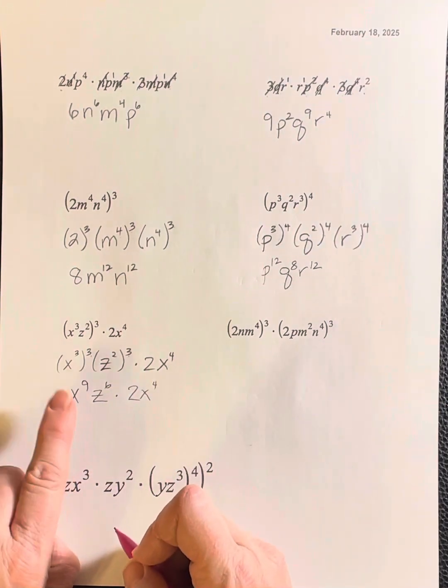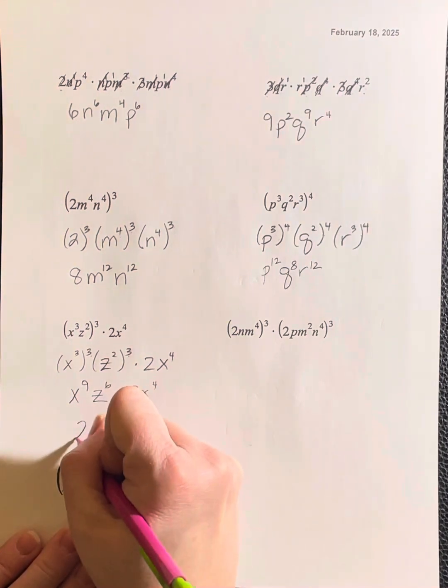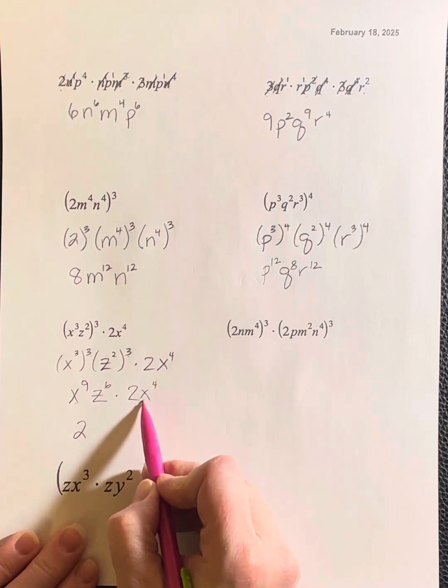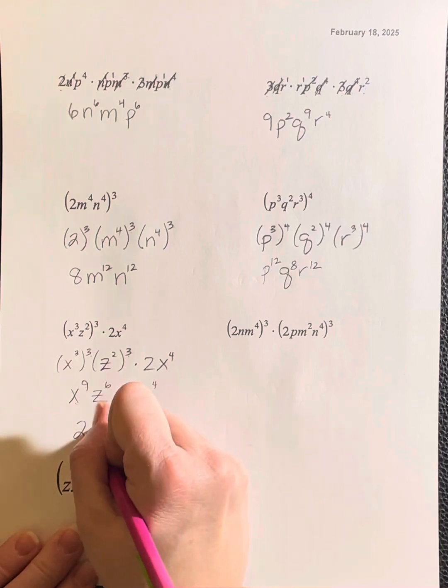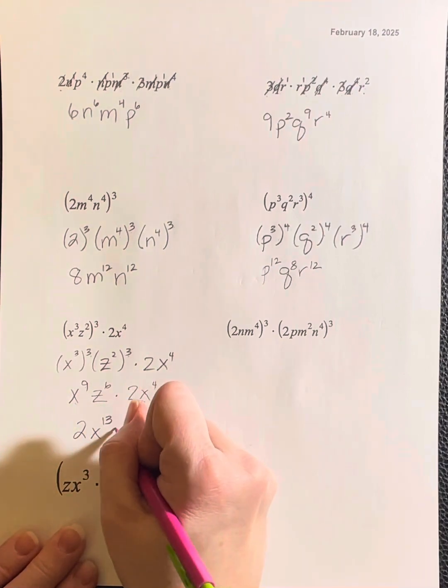There's technically a 1 in front of that. I don't need it. I'm going to have just 1 times 2 is 2. And then I've got x to the 9th and x to the 4th. Same base, I add. 9 plus 4 is 13. And then I add the z to the 6th.